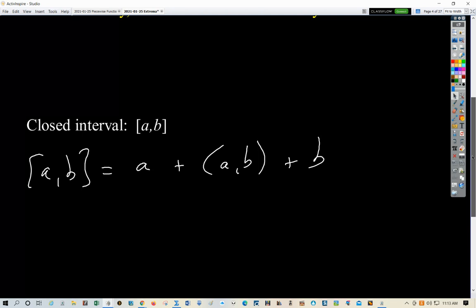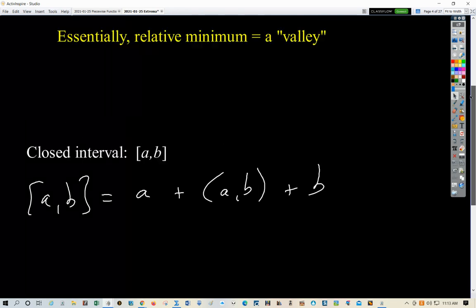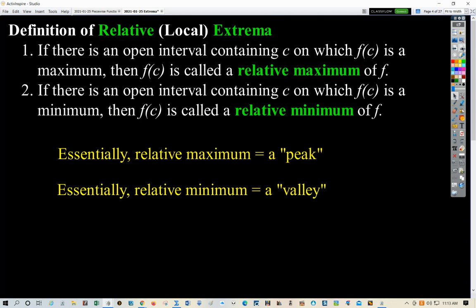What am I doing here? Okay. No, that's not important.